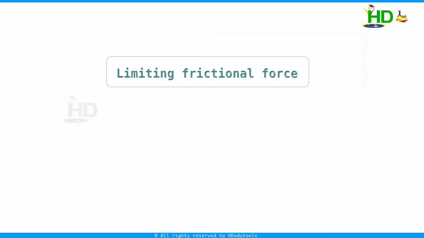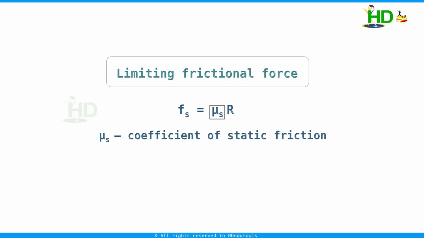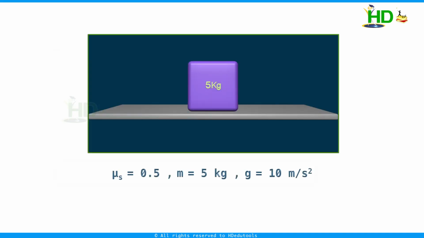The limiting frictional force is given by Fs equal to mu s into R, where mu s is the coefficient of static friction and R is the normal reaction. To understand this idea, we take one example. Between two surfaces, the coefficient of static friction is 0.5, the mass is 5 kg, and I am taking the value of g as 10 meter per second square. That means a block of mass 5 kg is on a rough horizontal surface. If we want to move this body, what is the minimum force required? It is nothing but the limiting frictional force, that is Fs.